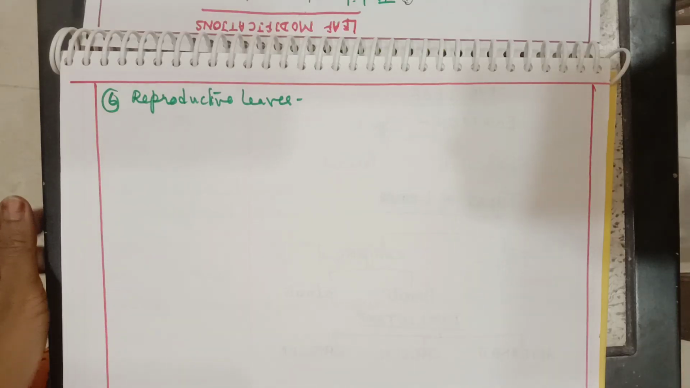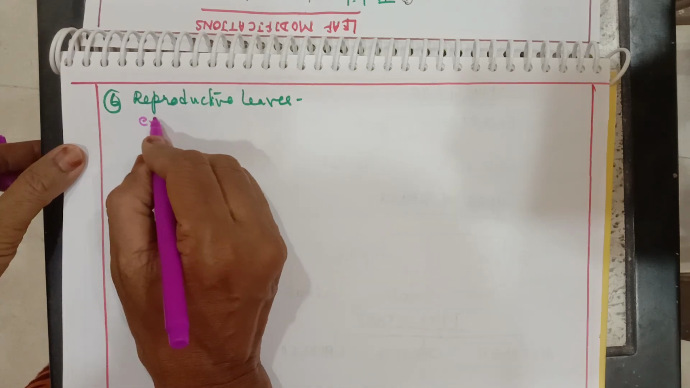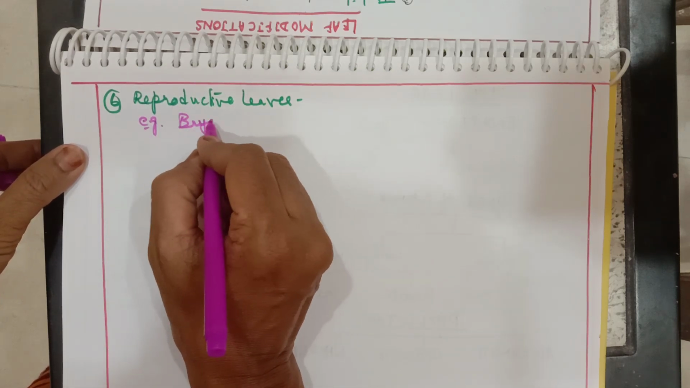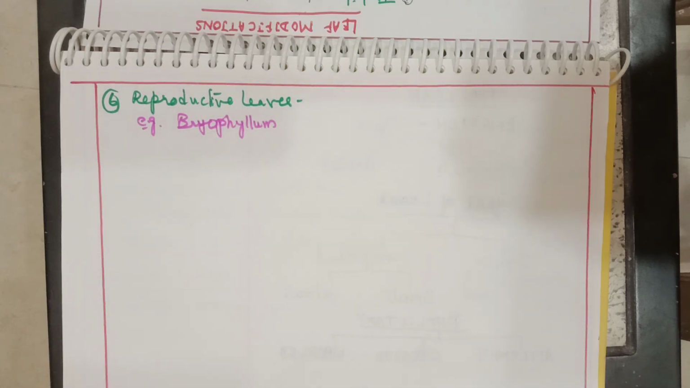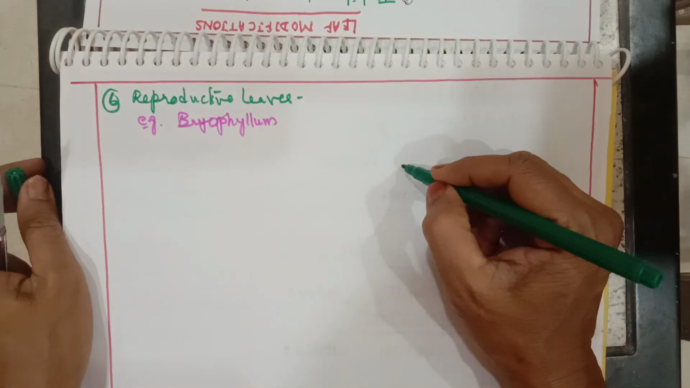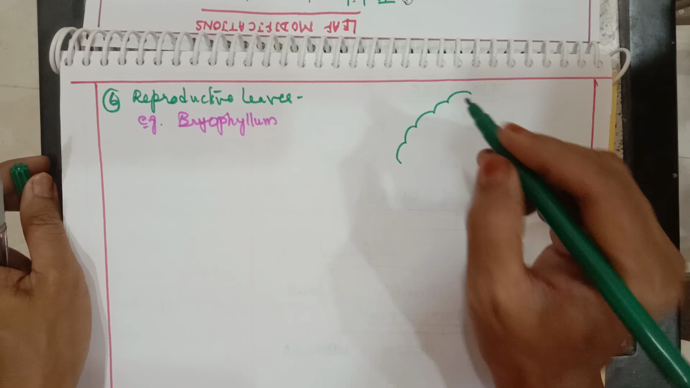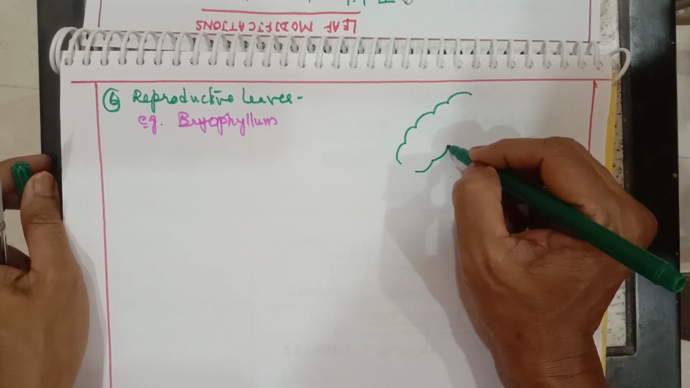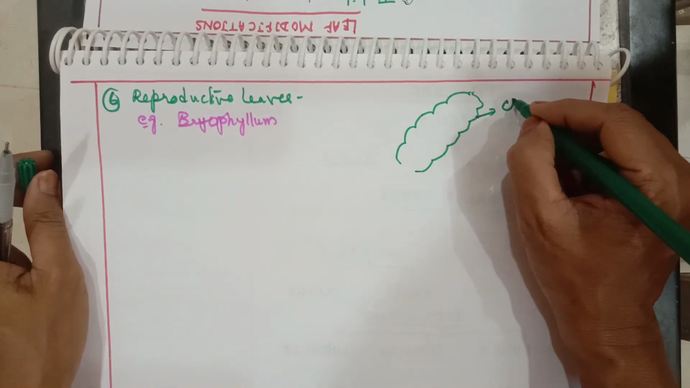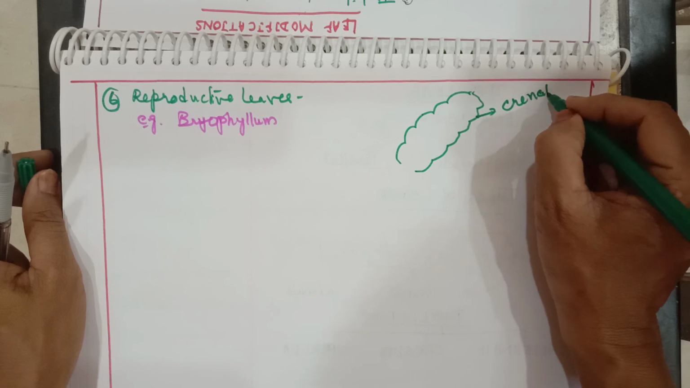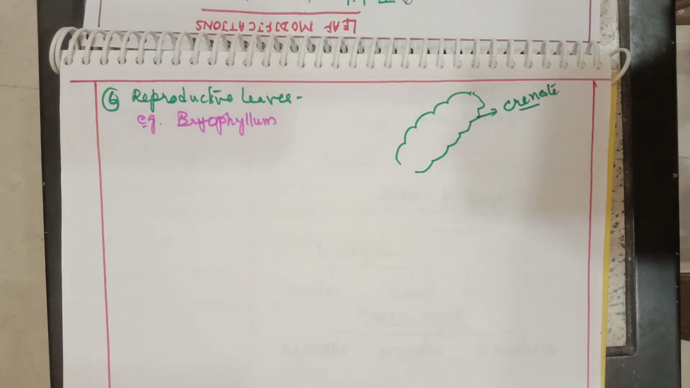Yes, there is another leaf modification called reproductive leaves. For example, we find reproductive leaves in Bryophyllum. In the leaves of Bryophyllum, these types of margins are present, rounded margins. Such margins of the leaves are called crenate margins. The type of margin present is called a crenate margin.